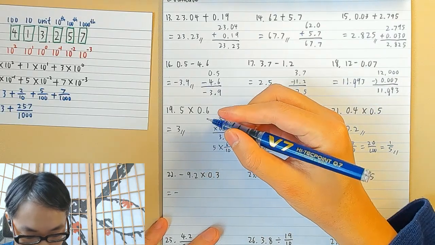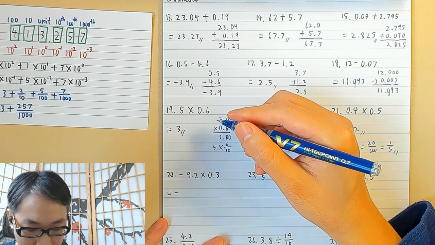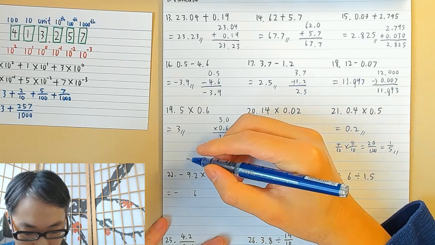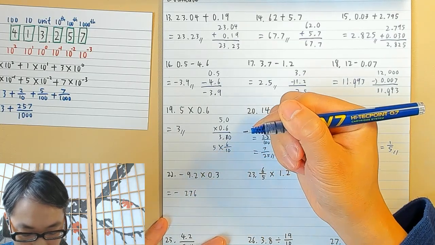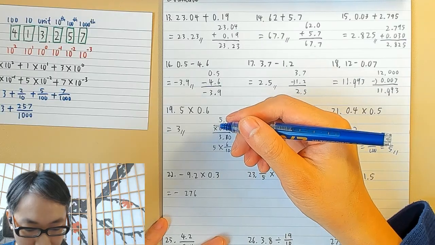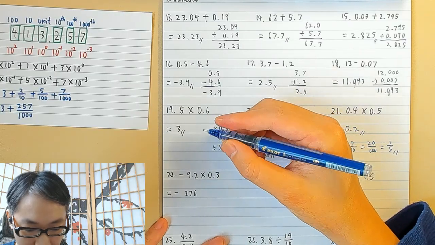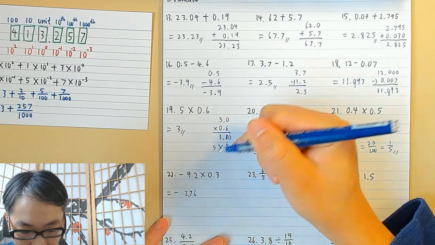So 9.2 is like 92 times 3. So we have 6. 3 times 9 is 27. 276. Then we have 2 one-tenths multiplied together. So we'll divide this by 1 over 100. So this will be, the little dot will be here.